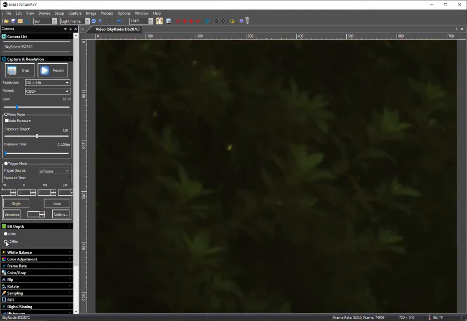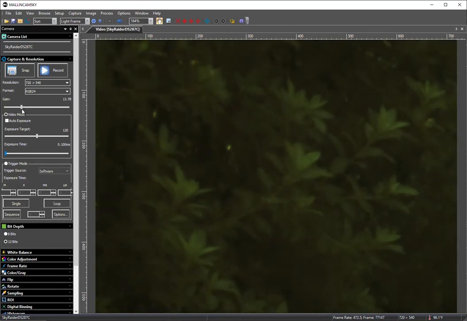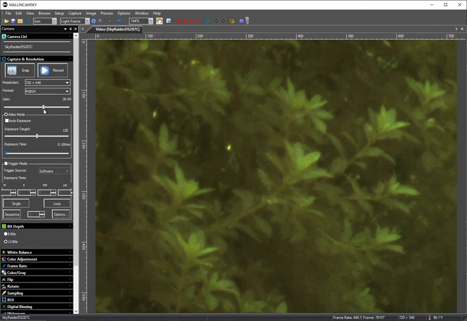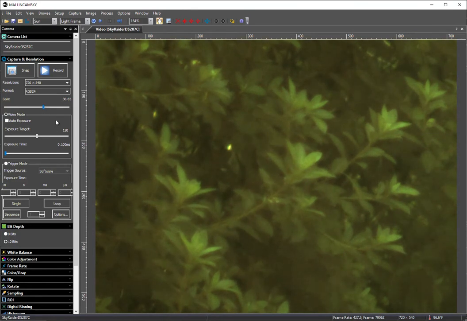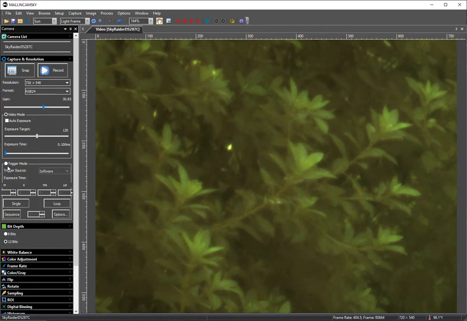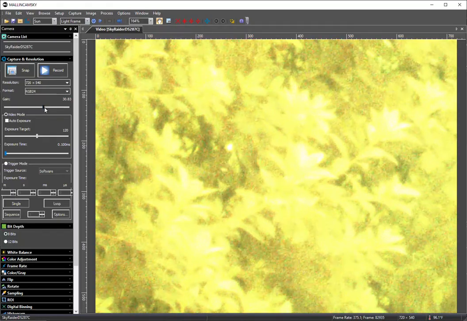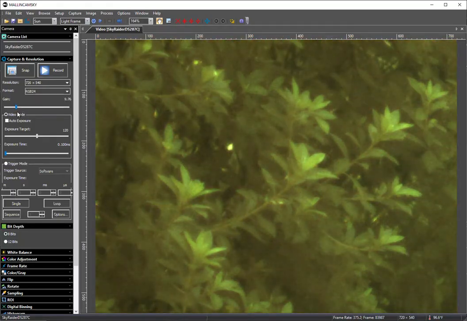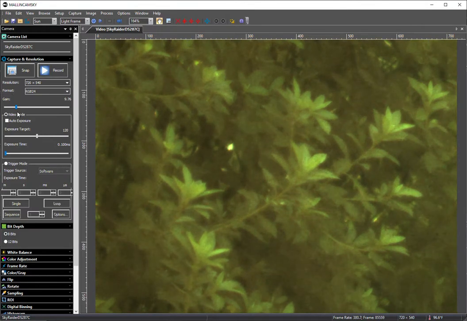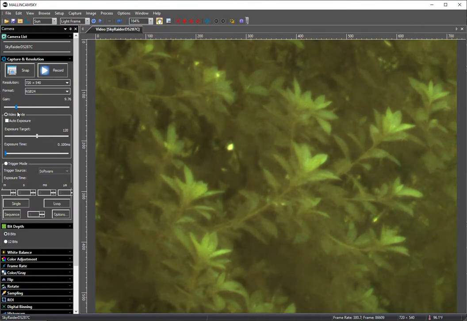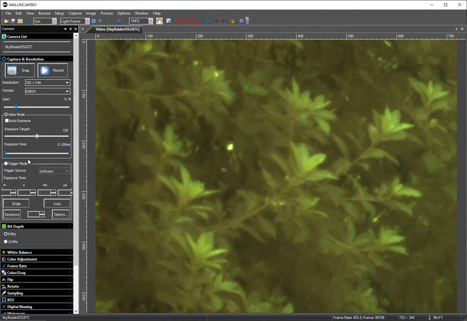Right now I'm at 8 bits. If I go to 12 bits, that darkens the image. I can also then raise the gain. Now I'm at gain 30. It slowed the frame rate down. Let me go back to 8 bits and go back to gain 10. And the frame rate's going back up.